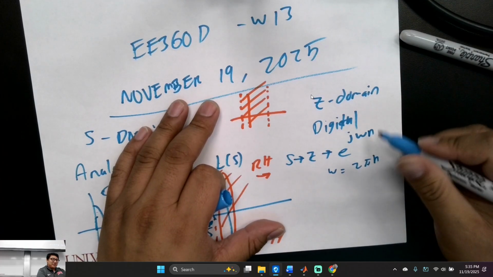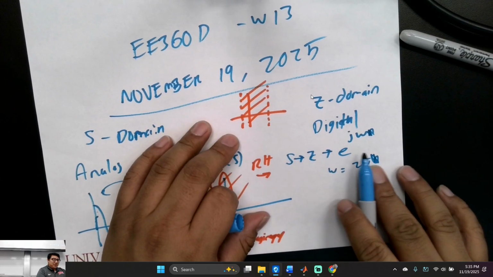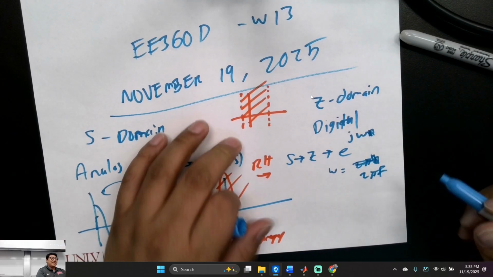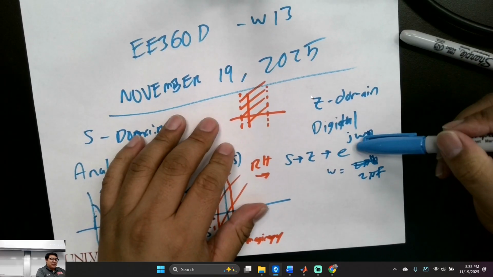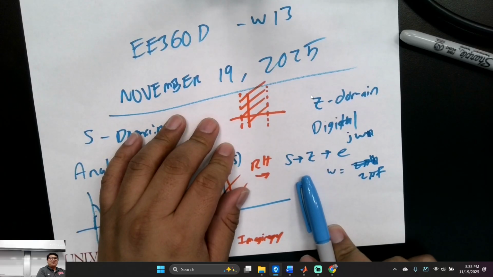or 2 pi k. Oh, there we go. Yeah. I'll just ignore that, 2 pi k. But anyways, 2 pi f. There we go. I'm forgetting my little stuff. But anyways, with the Z domain, it's not that bad. We're just sampling, resampling stuff.